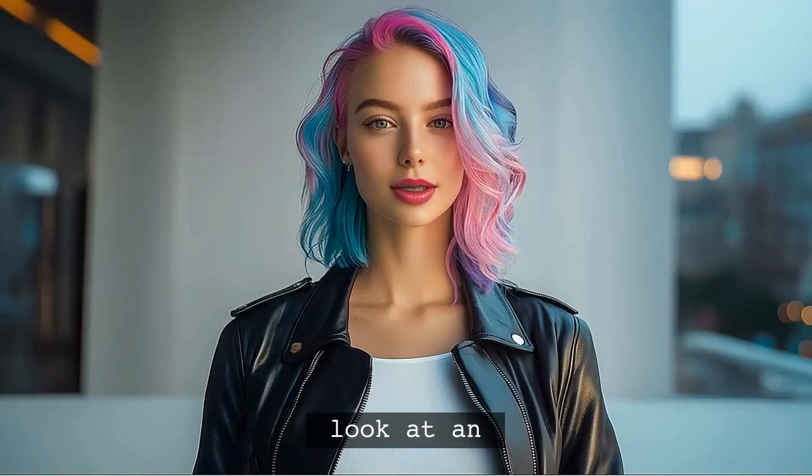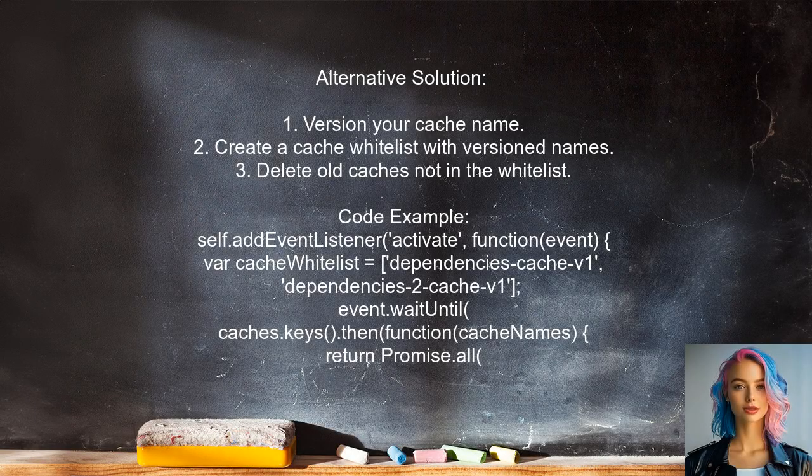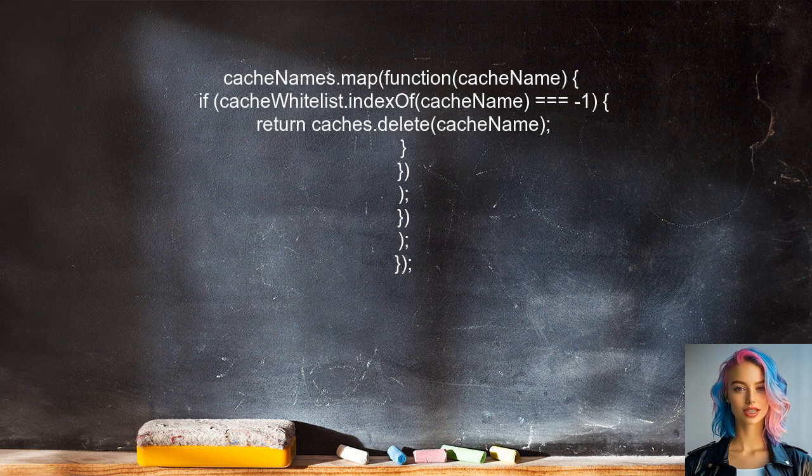Let's take a look at an answer from another user. An alternative solution proposed by another user involves versioning your cache name. By doing this, you can easily delete old assets and keep your cache updated. They suggest creating a cache whitelist with version names and deleting any caches not included in this list during the activation event.